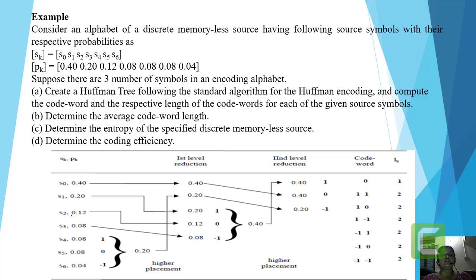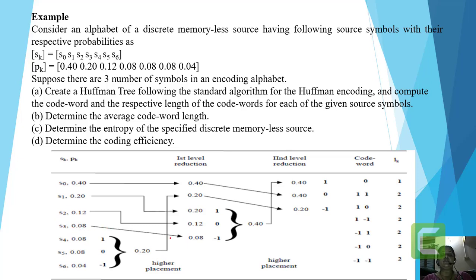We will go for the second symbol 0.12. 0.12 will be taken over here. It has been assigned with the 0 symbol value. It is used in this combined probability. The combined probability is taken over here. It is assigned with the digit of 1. We have to trace back. So 1, it is traced back for the 0.12, which is 0. So the code word for the 0.12 symbol is 10. Length is 2. Next we will go for this 0.08.